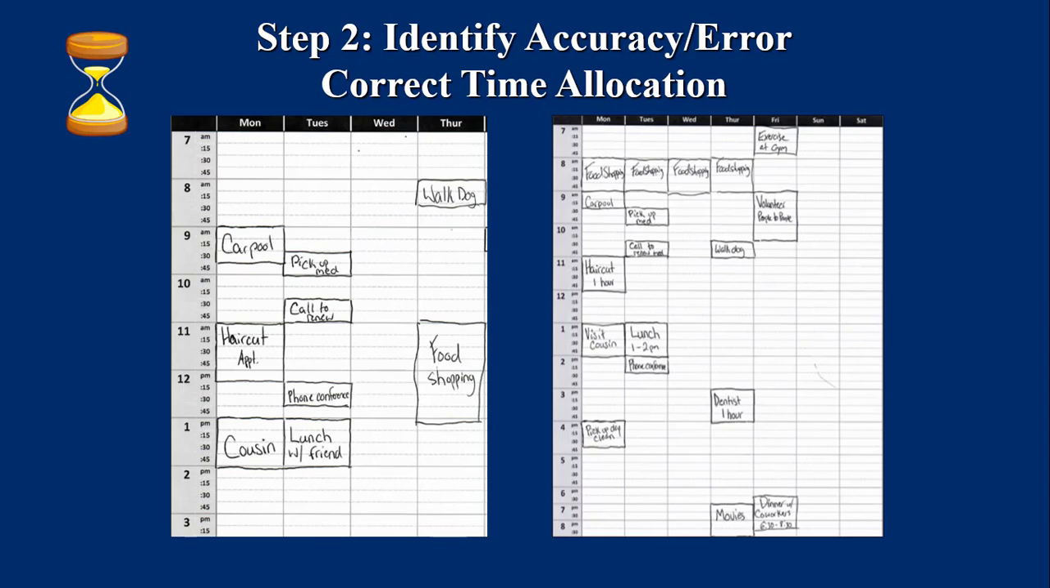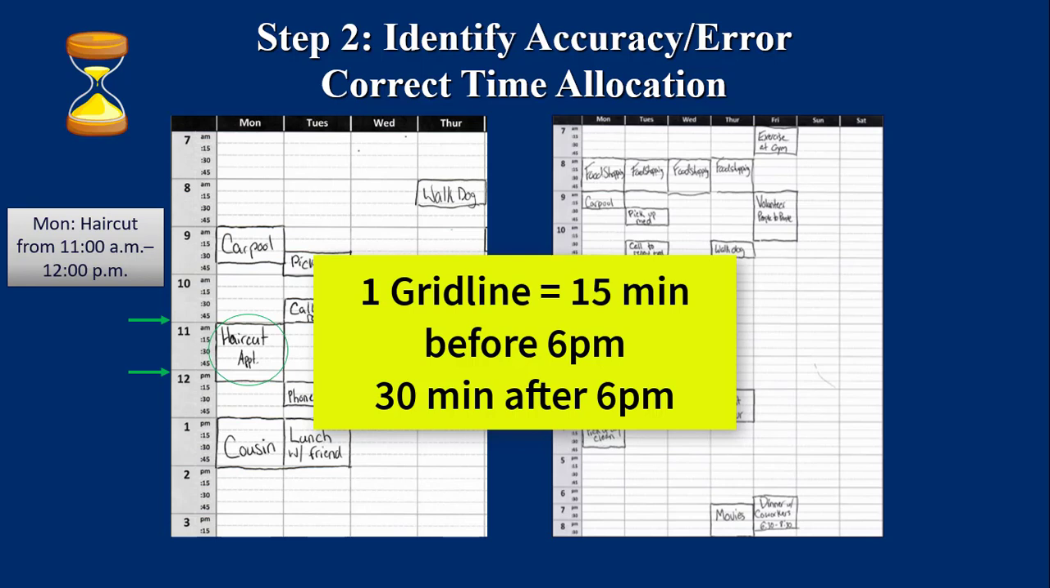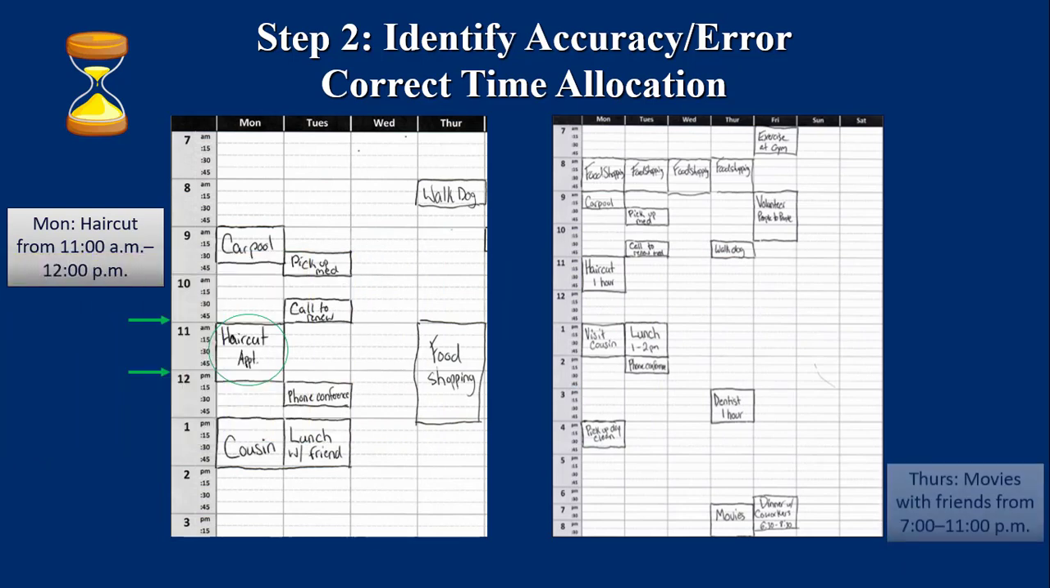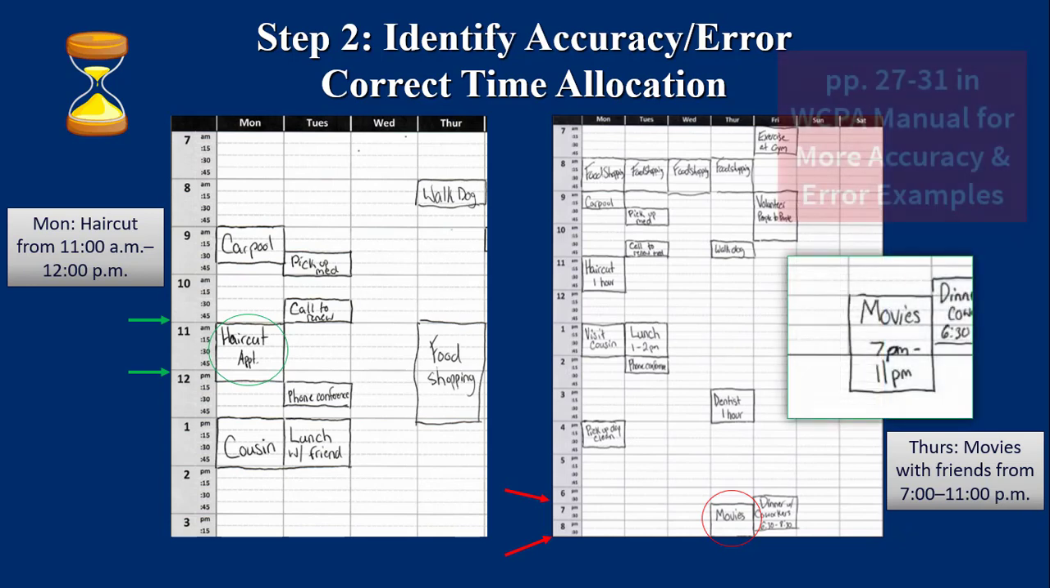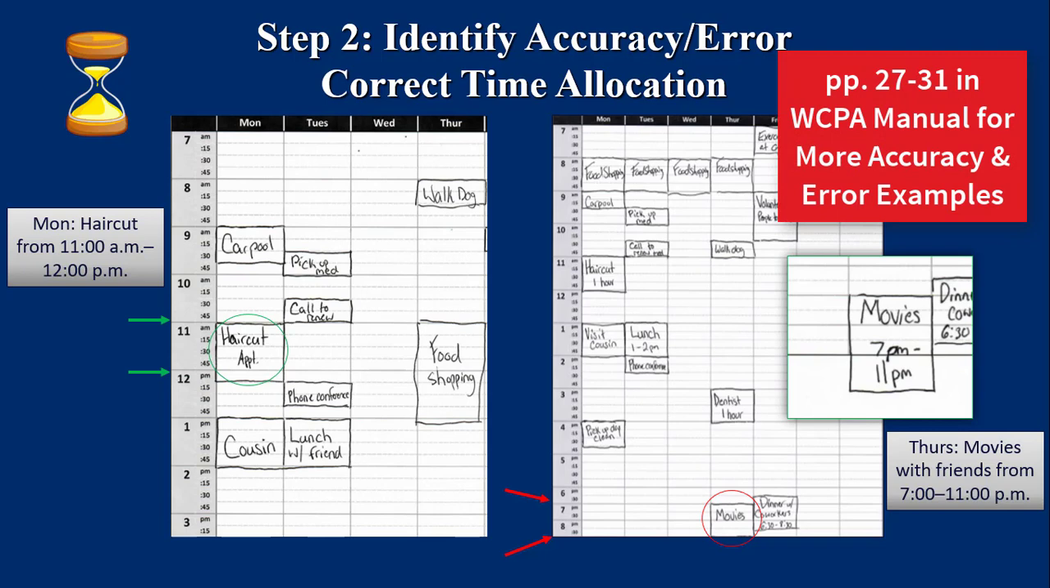Next, determine if the time allocated for the appointment is correct. In this example, haircut is accurate. The person is given some leeway because appointments are still considered correct if time is off by 1 grid line. On the right calendar, the appointment movies with friends is an error because it is in the right location but too little time is allocated. This can be correctly indicated by writing in the time or drawing a box or arrows past the bottom of the calendar.